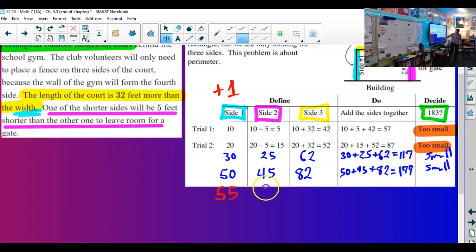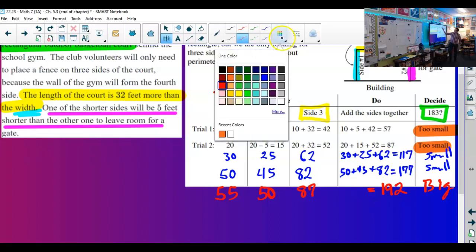55 minus 5 is 50. 55 plus 32 is 87. Lindy says it's too big. It is too big. This addition equals 192. We're 9 over. So let's do 52 or something. Which was closer, 50 or 55? 50. So do you want to do 52 or 53?